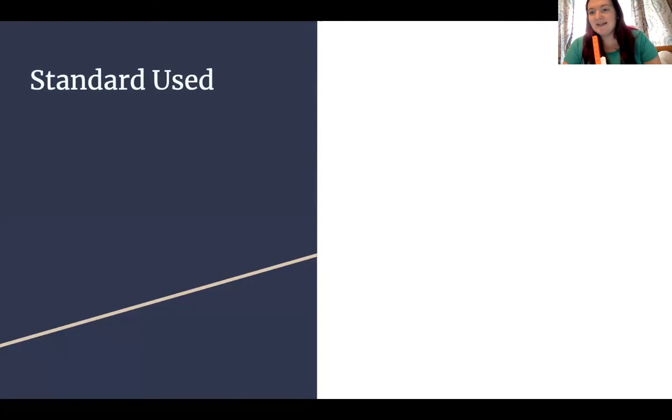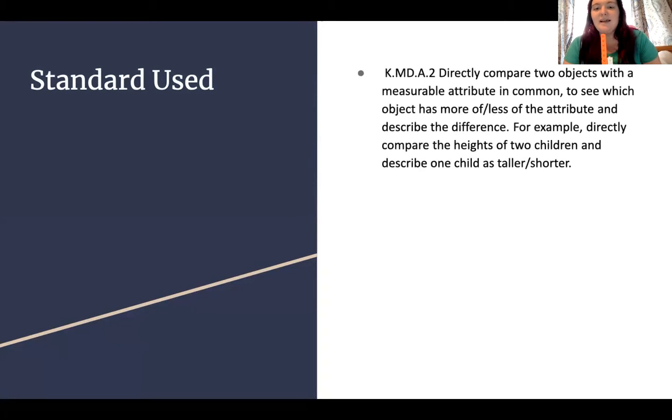Okay, so the standard that I'm going to use is a kindergarten standard. It's a measurement and data standard, and it is standard K.MD.A.2: directly compare two objects with a measurable attribute in common to see which of the two objects has more or less of the attribute, and describe the difference. For example, directly compare the heights of two children and describe one child as taller or shorter.